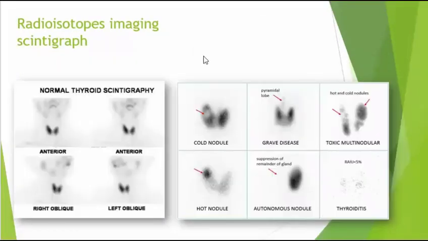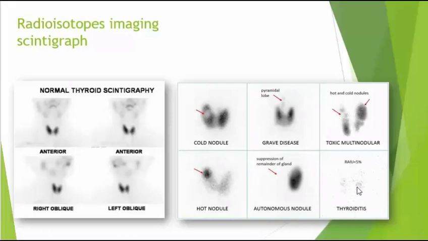Scintigraphy is also used for thyroid diagnosis. Here we have a normal scintigraphy of thyroid gland. Here we have abnormal results. Decreased uptake, as you can see in this area, means cold nodule. This is Graves' disease. This is toxic multinodular thyroid disease. Hot nodules you can see here, and cold nodules you can see here.